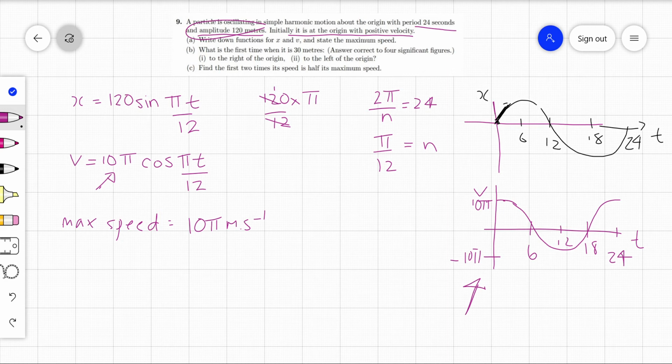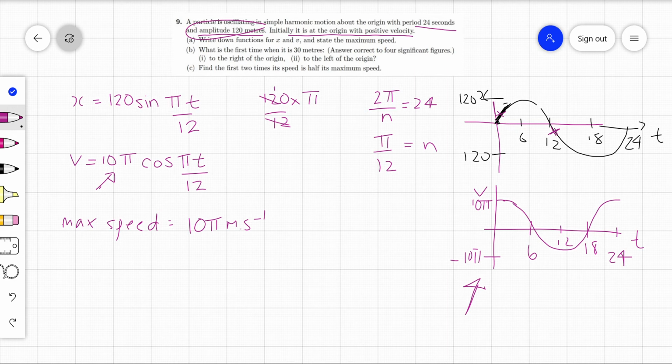All right, so part B, what is the first time when it's 30 meters? So we're talking displacement, and we're looking to the right of the origin and then to the left of the origin. So we know, and I didn't write it in, but we've got an amplitude of 120. So if we're looking for where it's 30 meters to the right, we're looking somewhere here, and 30 meters to the left of the origin, so we're looking here.